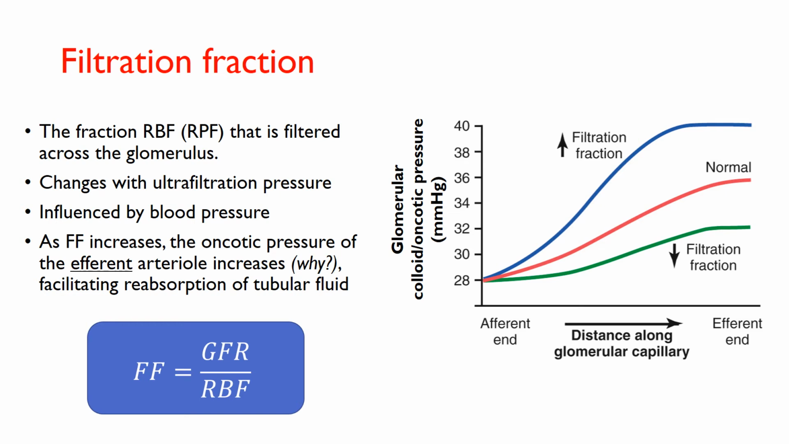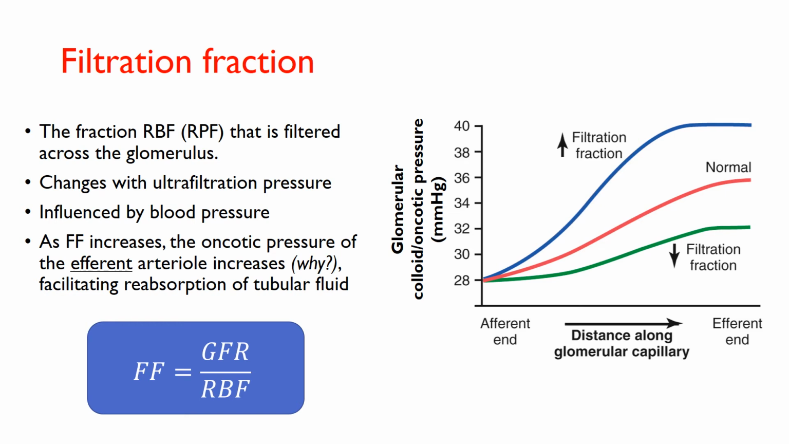As your filtration fraction increases, interestingly enough, the oncotic pressure of the efferent arteriole increases. And I'm asking you to consider why. And when that happens, that will help facilitate reabsorption of tubular fluid later on in the nephron. Okay, so let's think about this.